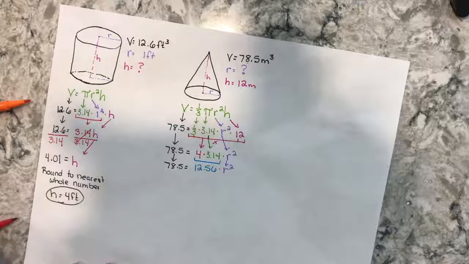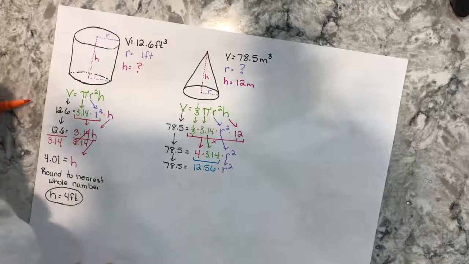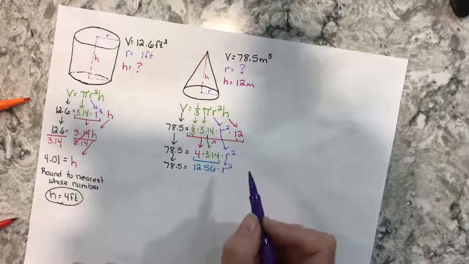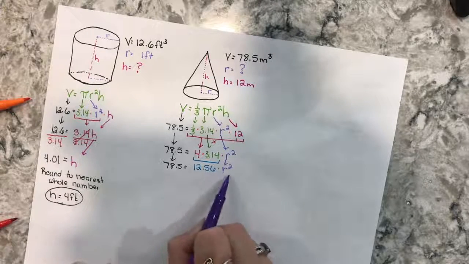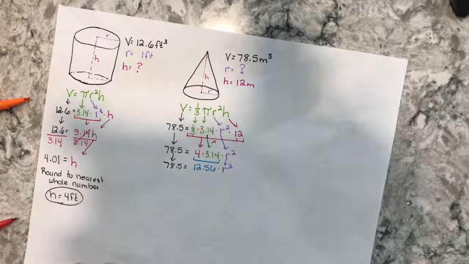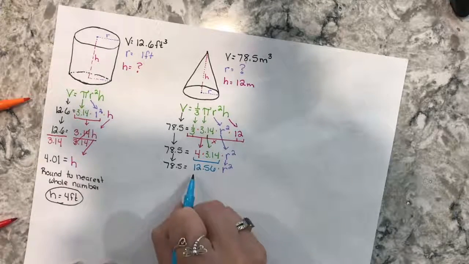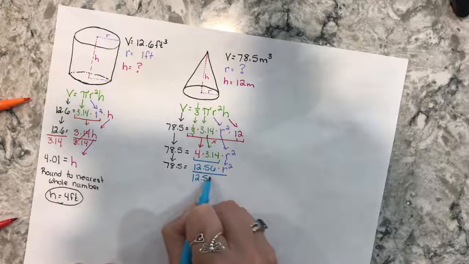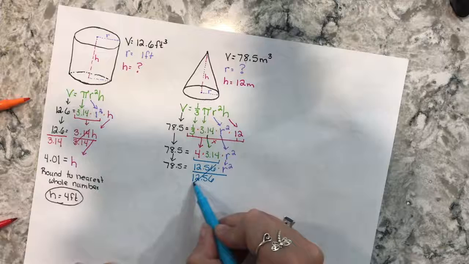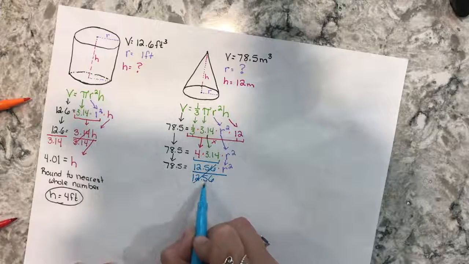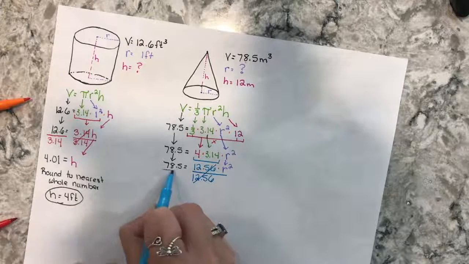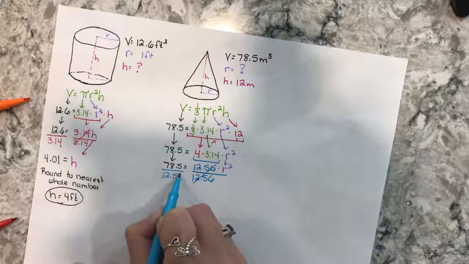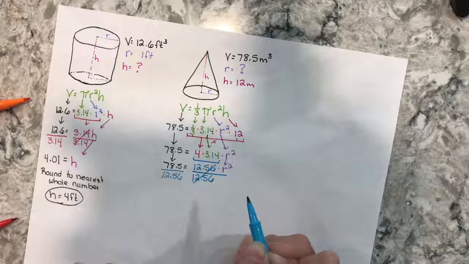So now that we have 12.56 times r squared, we have to undo that multiplication to get radius by itself. So we have to divide by the 12.56. That's going to cancel out and be 1 times r squared, so just r squared. Because we did it on one side, we have to do the same thing to the other to keep the equation balanced. So we're going to divide by 12.56 over here as well.